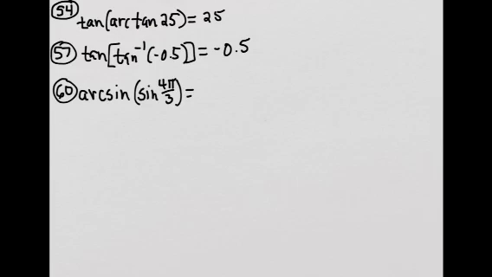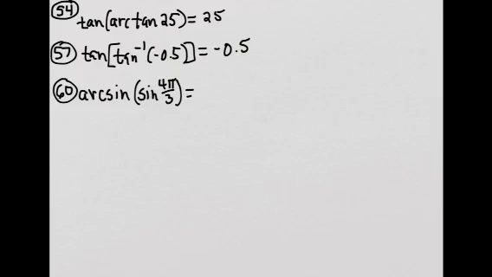Okay, for 60, these are inverse functions, right? But unlike 54 and 57, where we were just able to copy that number over, this 4 pi over 3 is not within the range of the arc sine. For arc sine, remember, it has to be between negative pi over 2 and positive pi over 2, and this is outside. So then we have to solve it in pieces. So we're going to calculate the sine of 4 pi over 3, and actually not even calculate, because it's a special angle. So you should know that from memory, after reviewing the unit circle.